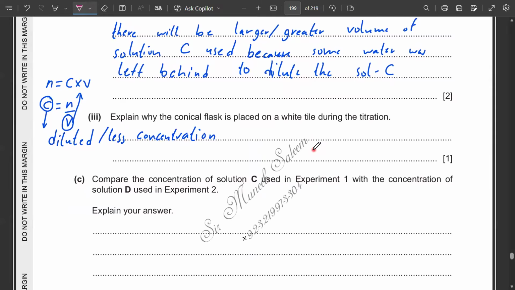So you will write: color change can be easily seen.